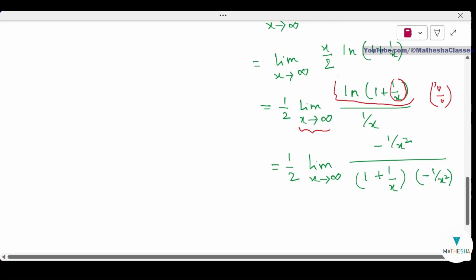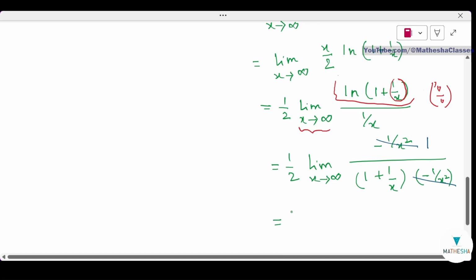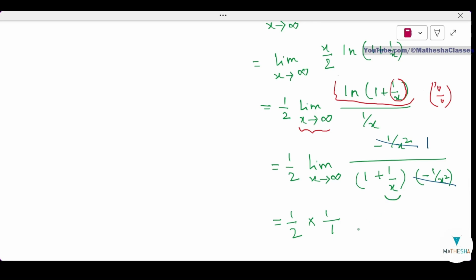So that part will get cancelled. So we'll be having 1 in the numerator. So ultimately that will turn out to be half times 1 by 1 as x tends to infinity, that means half, which is not equal to 0.